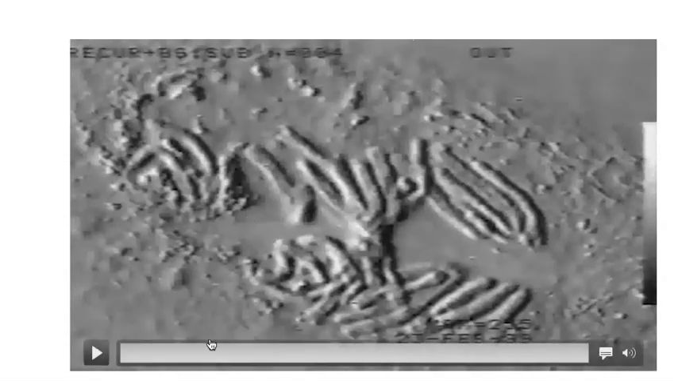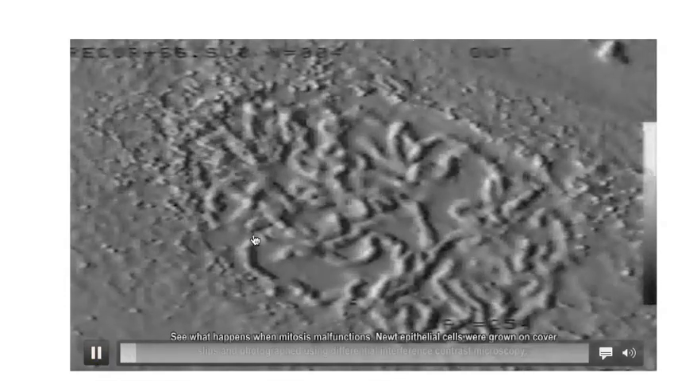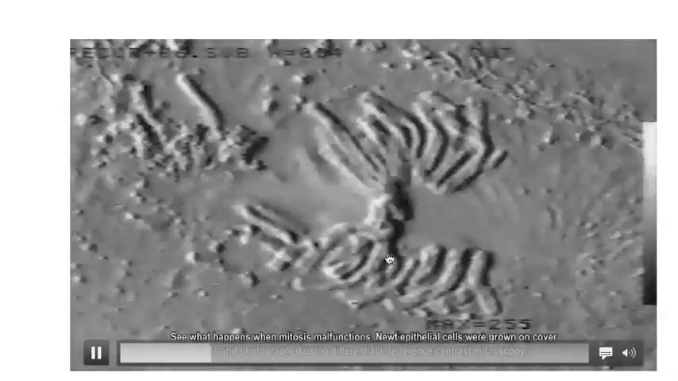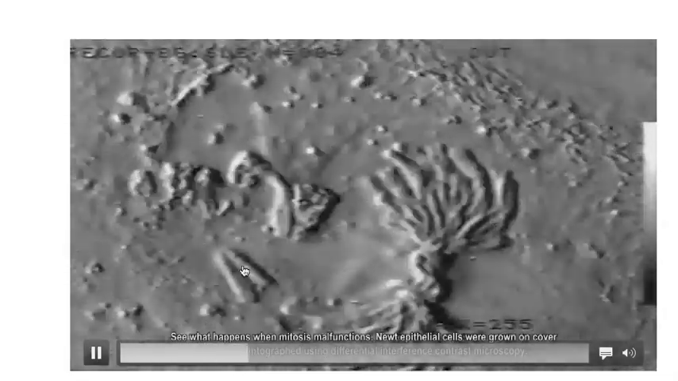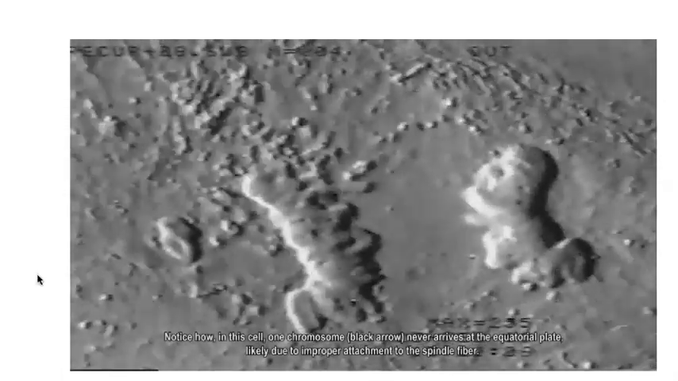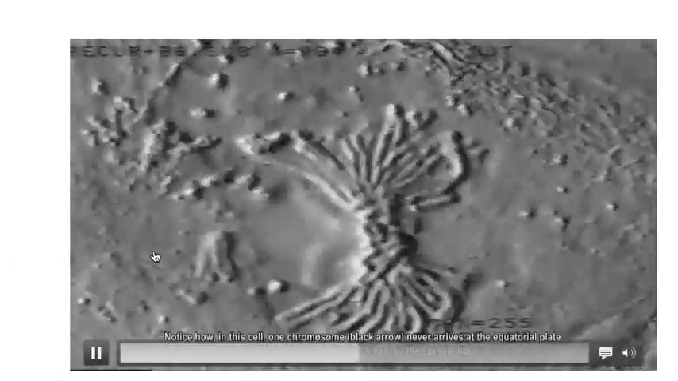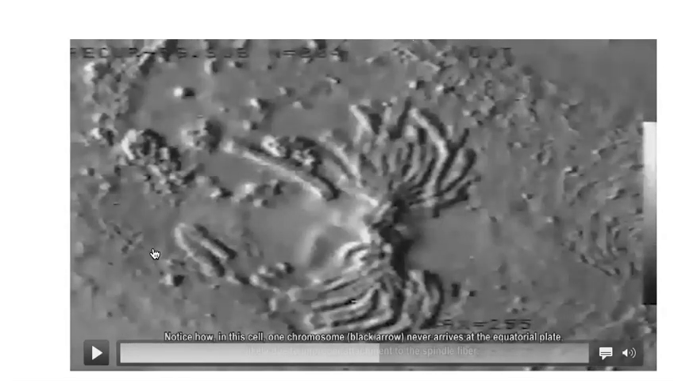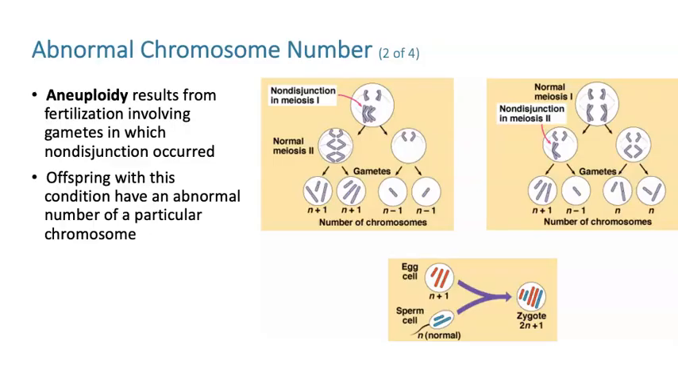So it's just not showing up on the other side, and that is a nondisjunction. When nondisjunctions happen in mitosis in a fully developed organism, that can frequently lead to cancer. So that's nondisjunction. Nondisjunction is the act of being separated wrong.